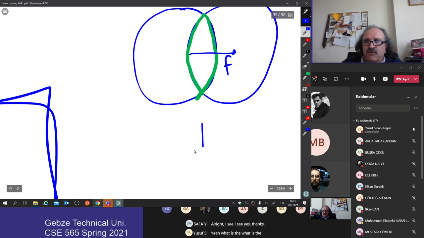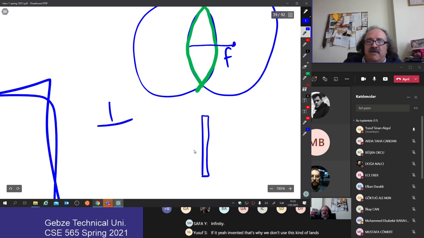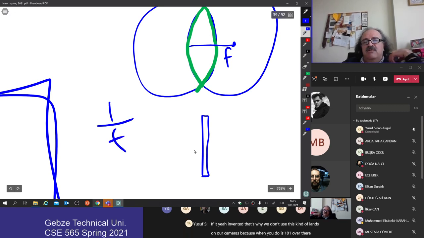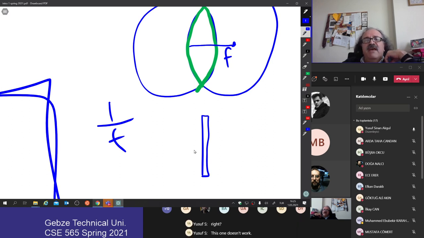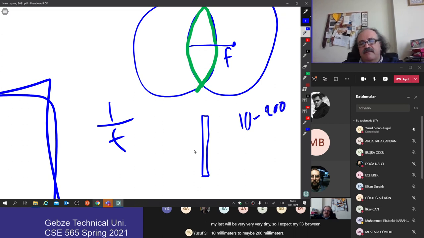What is the focal length of this lens? A rectangular lens. Infinity. Infinity. That's why we don't use these kinds of lenses on our cameras, because when you do one over f, it is zero, right? This one doesn't work. So if f is too big, it's not going to work. If f is too small, my lens will be very, very tiny. So I expect my f to be between 10 millimeters and maybe 200 millimeters. That's what I am assuming.